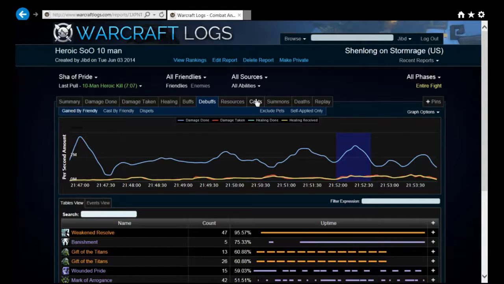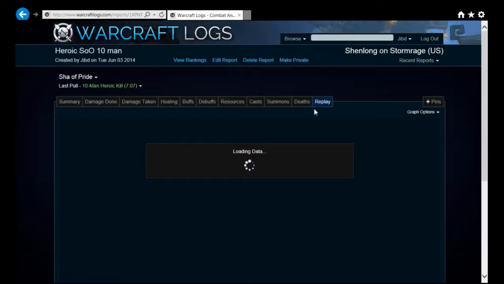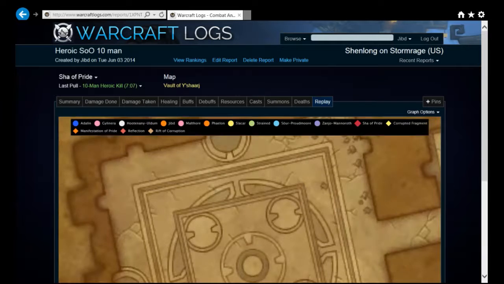So there's a lot of good stuff that you can look at in debuffs as well. Resources and casts I don't really care about. Summons and deaths. If I had deaths, which I'll find a fight that has deaths here in a moment, and show you what this tab will do. It's actually quite beautiful. The replay function. I'll let this play out for a couple of seconds here.